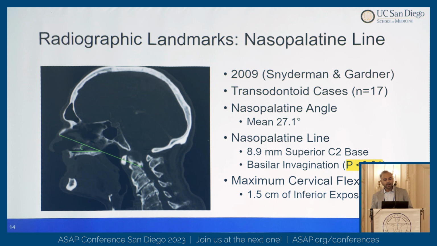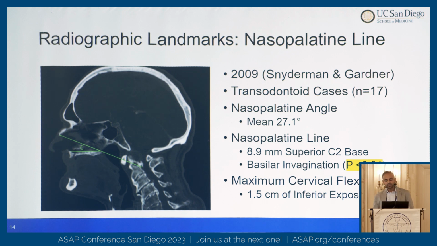And really, there's a line that we describe, which is called the nasopalatine line. You draw a line from the inferior aspect of the nasal bone to the hard palate, and that will show you how low you can get to the C1, C2 area. And universally, for all patients that have basilar invagination, you're able to get within 1 centimeter of the C2 base. So really, the vast majority of patients, if they are a candidate for anterior decompression, it can be done endonasally.